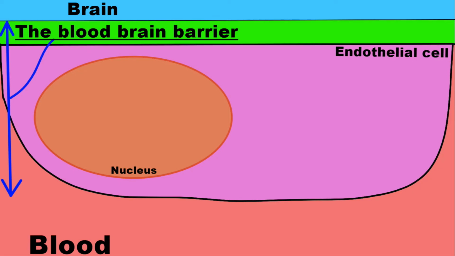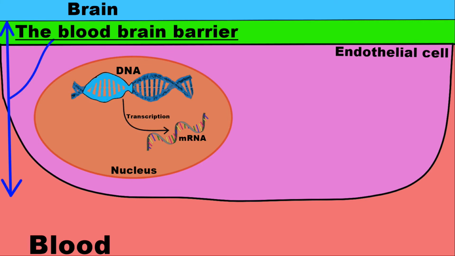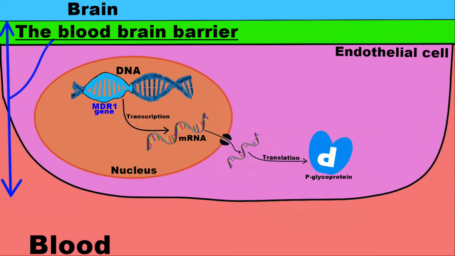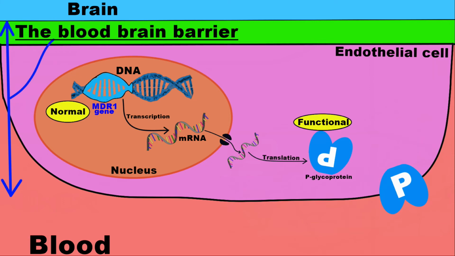Let's zoom in on one endothelial cell. Inside the nucleus, we have DNA. There is a specific portion of DNA that goes through transcription, then translation, as a result of which the cell synthesizes the P-glycoprotein. This specific portion of DNA encodes for the P-glycoprotein, and is called the MDR1 gene. If this gene is normal, then the cell will synthesize a completely functional P-glycoprotein. And you know what the function of the P-glycoprotein is. The P-glycoprotein pumps chemicals, like ivermectin, and possible toxins from the cell, preventing their passage across the blood-brain barrier.